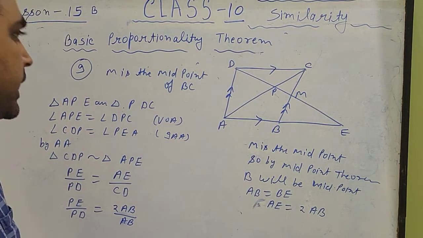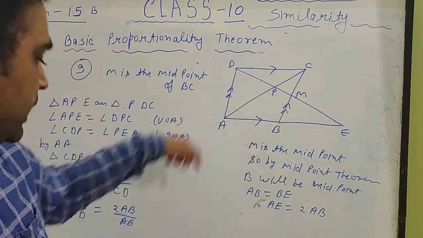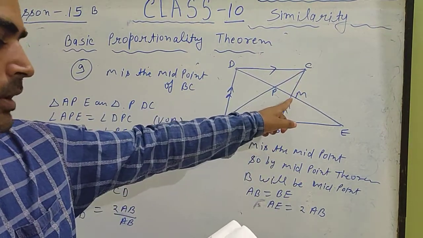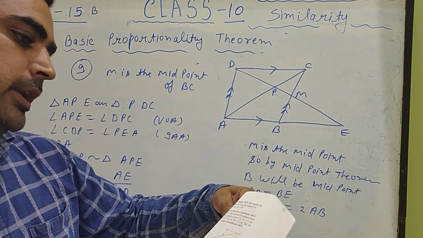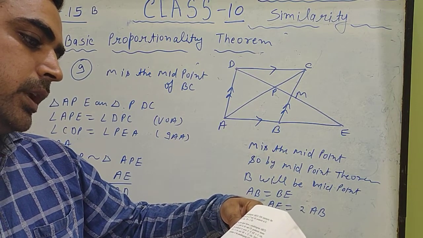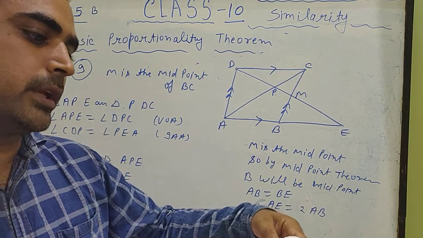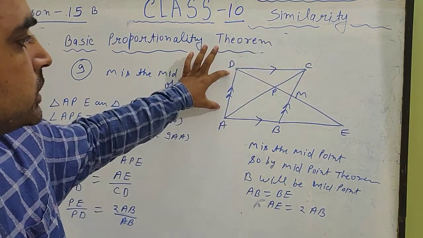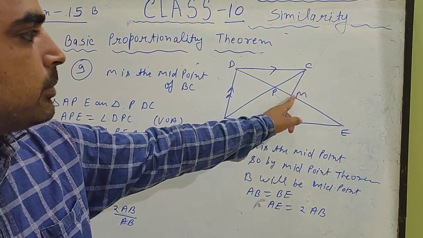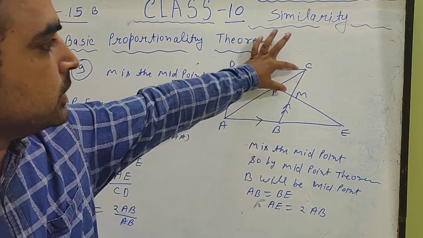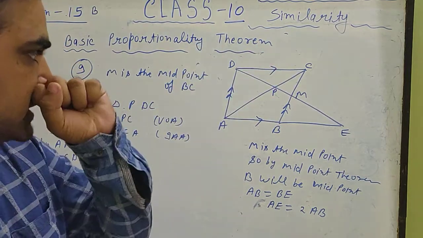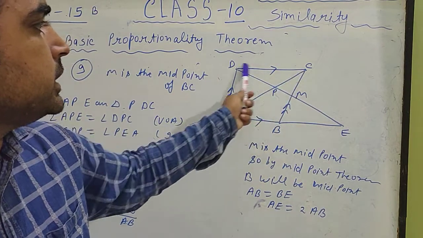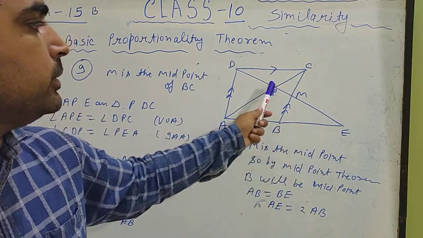Okay student, now we solve question number 9. It is given that M is the midpoint of BC, and DM intersects the diagonal and AB produced. It is also given that ABCD is a parallelogram, means this line is parallel to this line. M is the midpoint of BC, means CM is equal to BM. It is given.